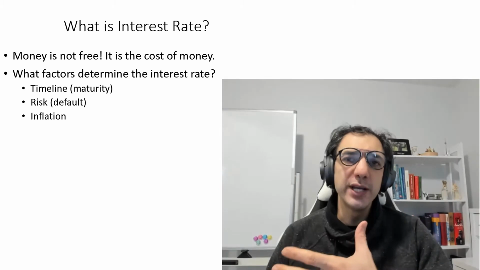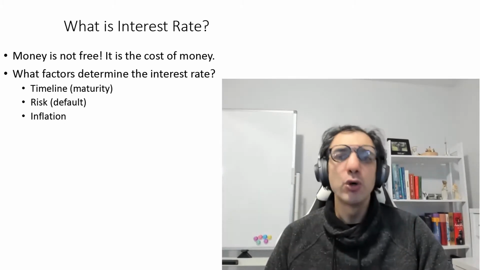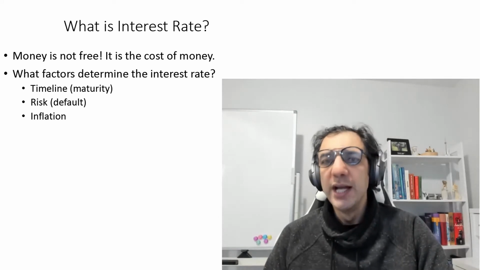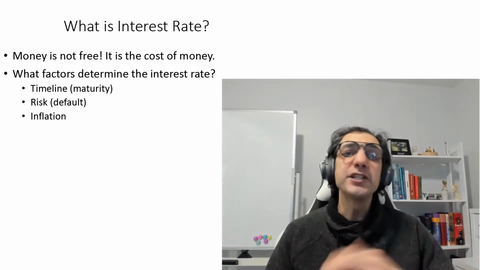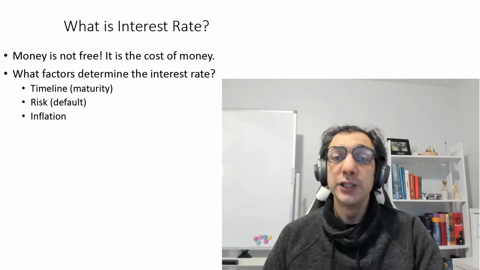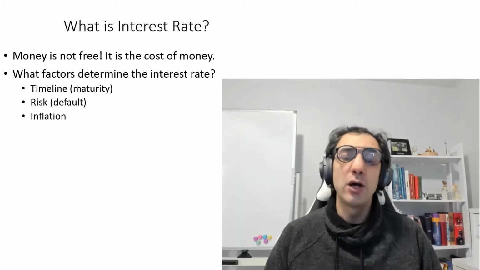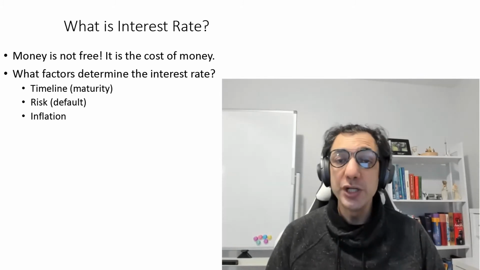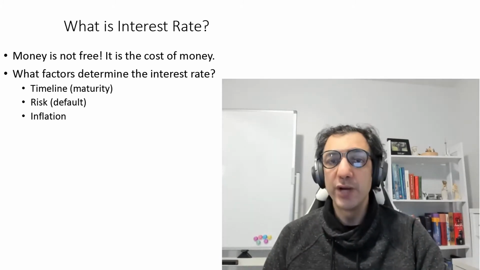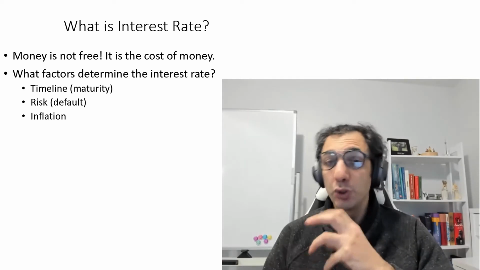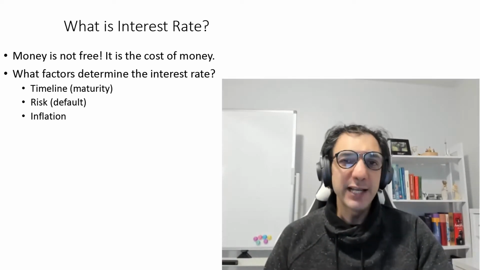Now, the question here is, what factors determine that interest rate? For sure, you notice in some countries the interest rate is so high, in some countries much lower. There are three major factors which impact the interest rate. One is the timeline. Are you talking about 1 month? Are you talking about 6 months? Or a 2 year period? This is the major factor which determines the interest rate. Are you going to borrow for a shorter period of time or for a longer period of time? The second factor is the risk.